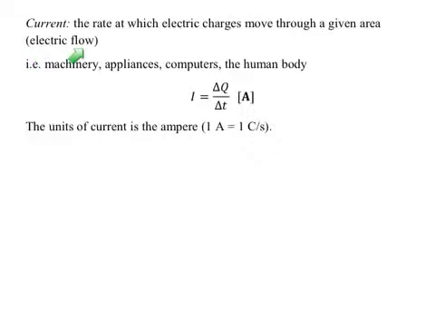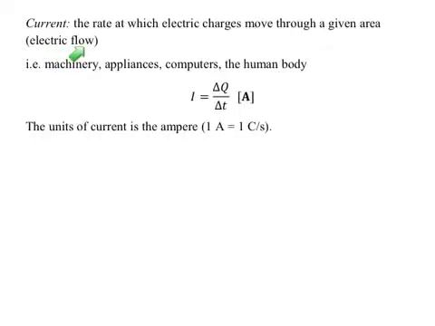Think about flow rate of water, like a river. A river has a current as well. This is the electric current. So some examples are machinery, appliances, computers, or like the veins in the human body. These are obvious ones. This not as much. There's also electric current that's going through the central nervous system of the body. So current in general, but specifically electric flow we're going to talk about.